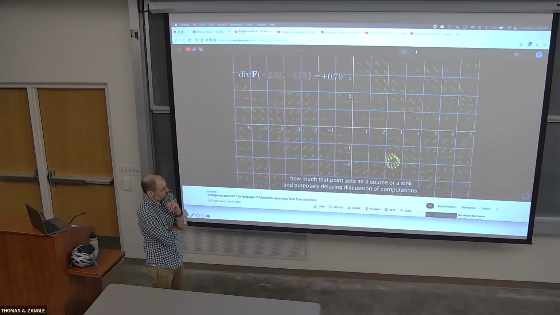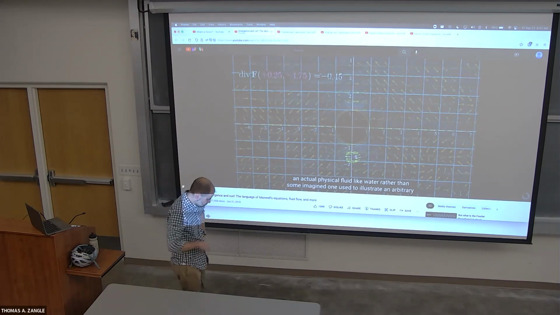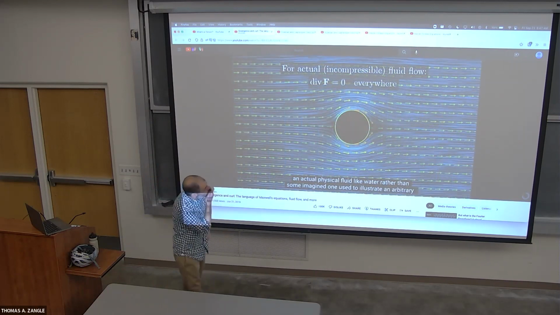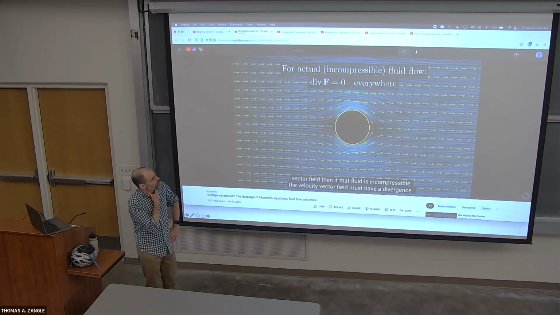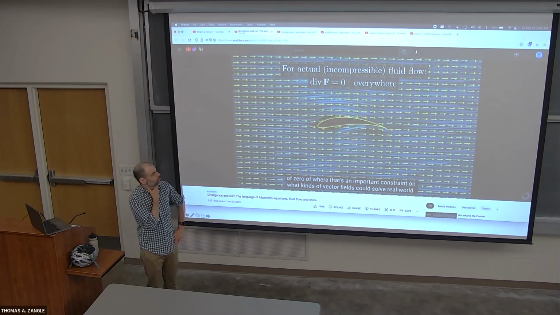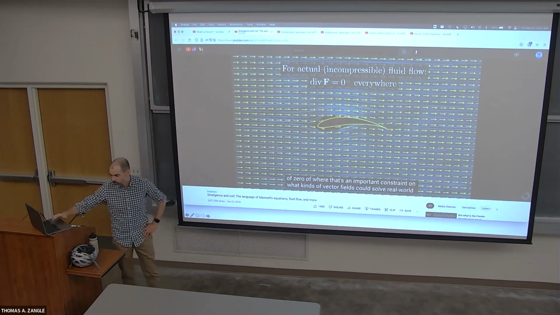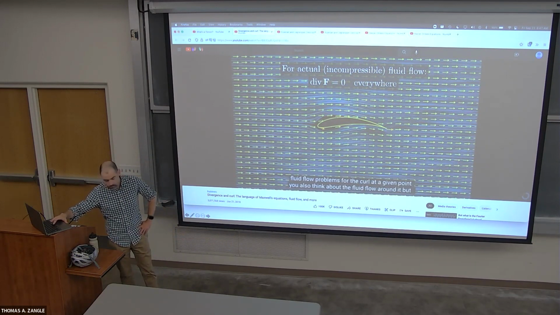I'm purposely delaying discussion of computations here; the understanding of what it represents is more important. Notice this means that for an actual physical fluid, like water, rather than some imagined one used to illustrate an arbitrary vector field, if that fluid is incompressible, the velocity vector field must have a divergence of 0 everywhere. That's an important constraint on what kinds of vector fields could solve real-world fluid flow problems.